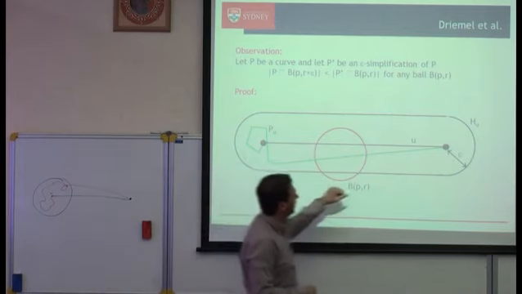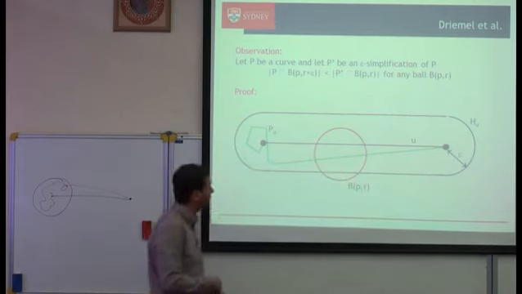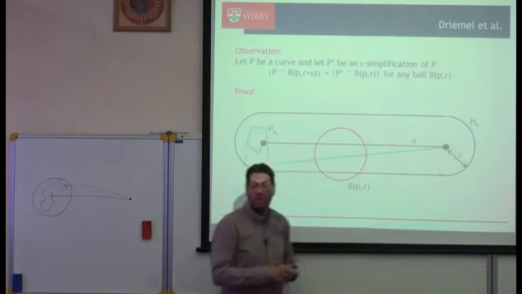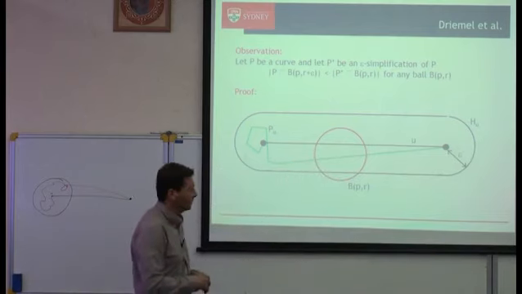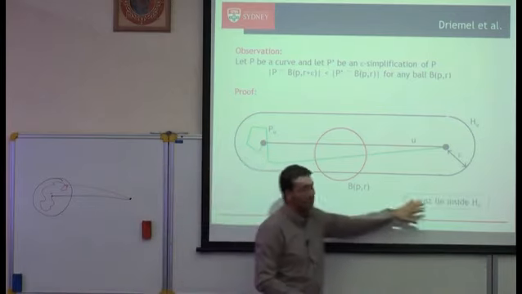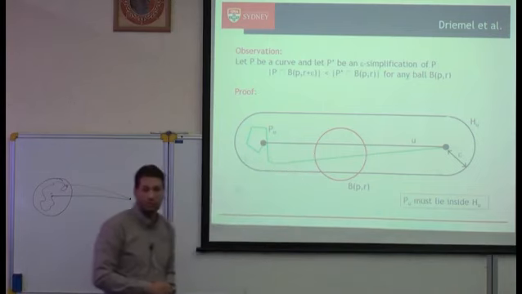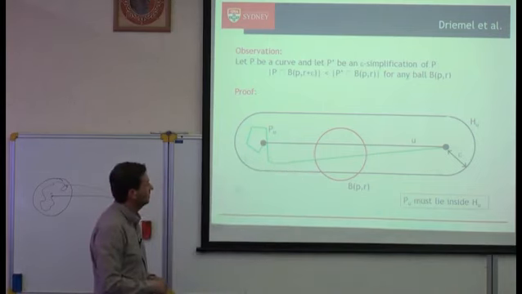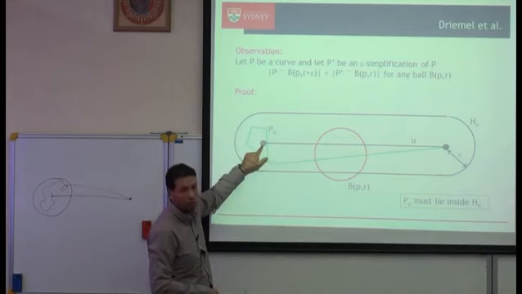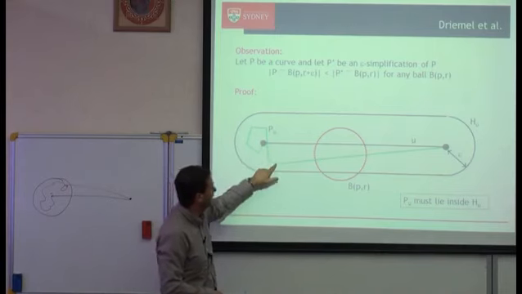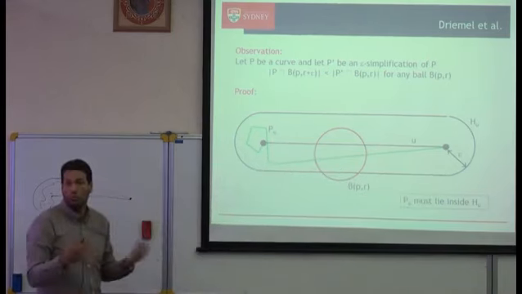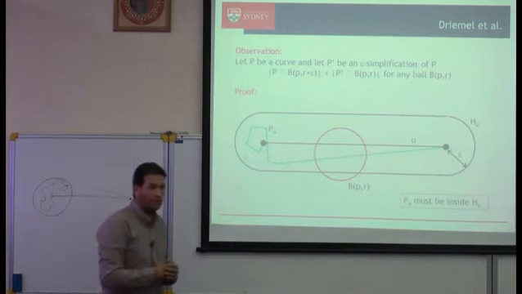Look now at the hippodrome H of U. The hippodrome is the union of all points that lie within epsilon of U. So what do we have? Well, the original path has to lie inside the hippodrome. That's because we know that this part of the path must lie within epsilon of this endpoint, and since this endpoint and this endpoint lie inside the hippodrome, the whole path must lie inside the hippodrome.